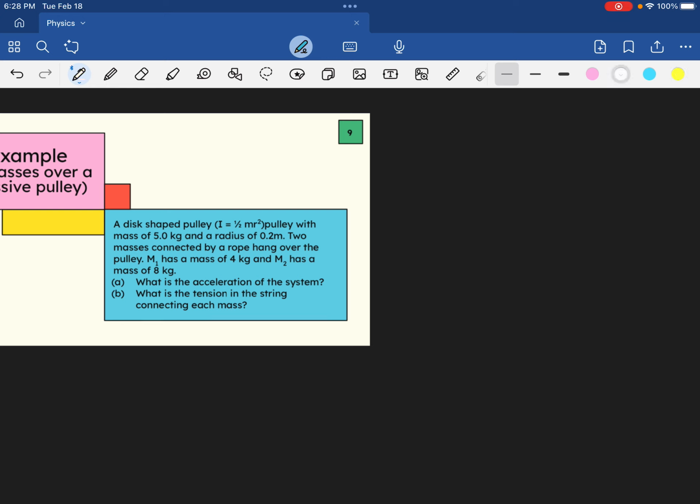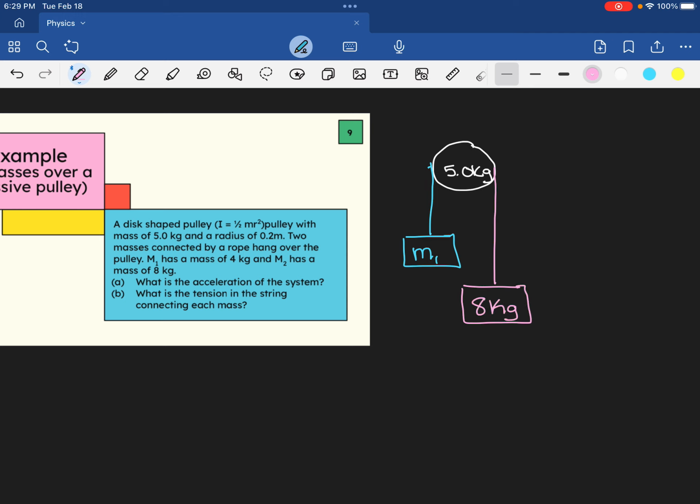So the first thing that we're going to do is draw a picture of this scenario. We have a disc-shaped pulley with a moment of inertia given by 1/2 mr squared. It has a mass of 5 kilograms and a radius of 0.2 meters. I'm just going to label my masses. Mass 1 has a mass of 4 kilograms. It doesn't really matter what side you put this on, so I'm going to put mass 1 right here.